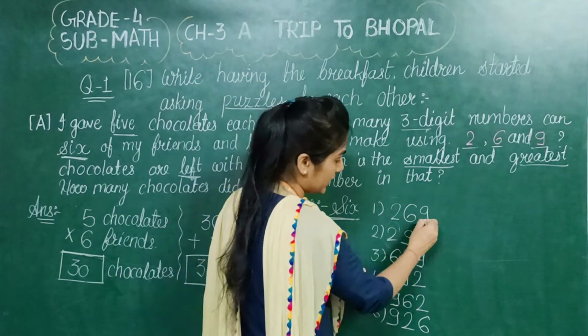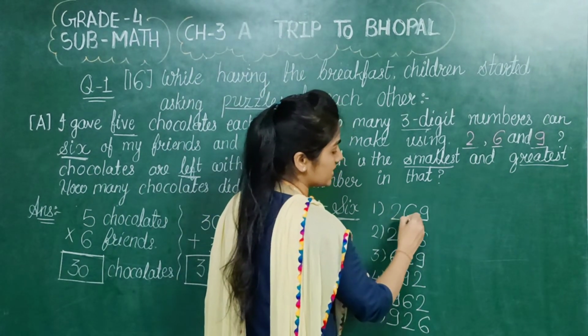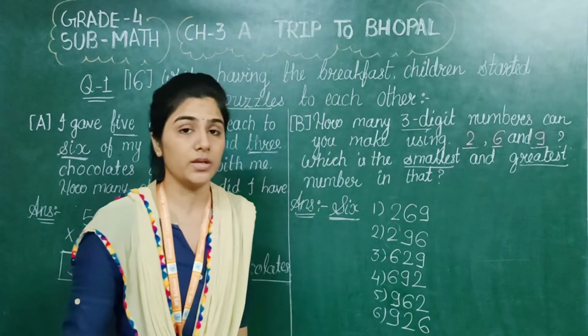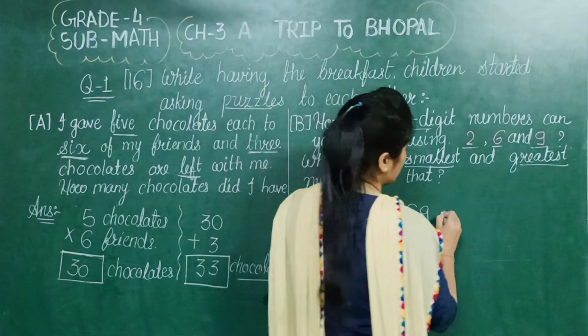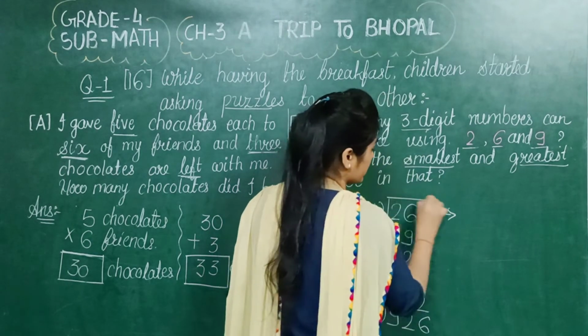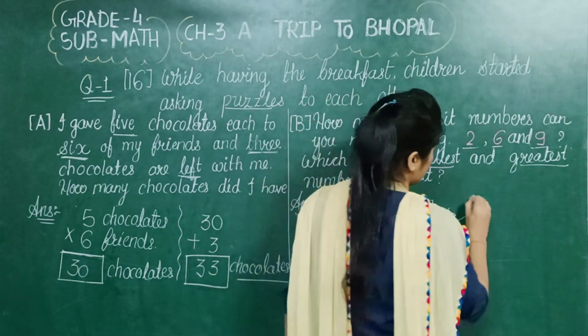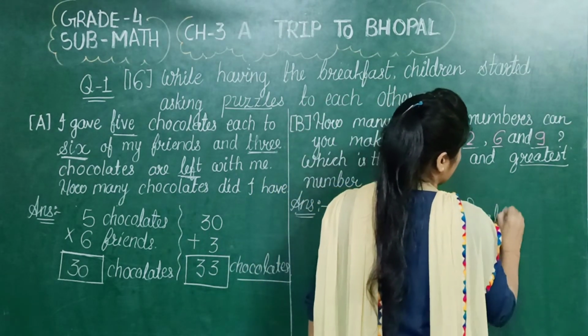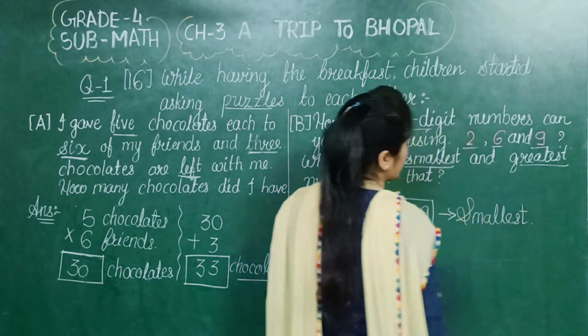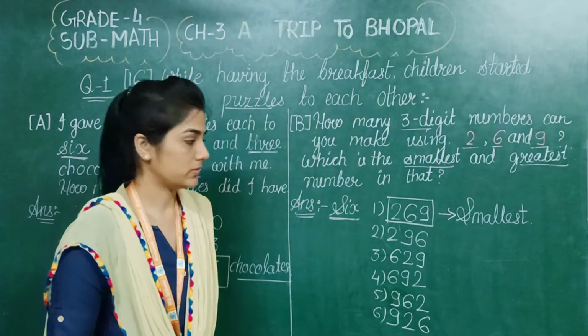So 269 and 296, 269 is the smallest number. So you can write that 269 is the smallest number. Difference we have to find.